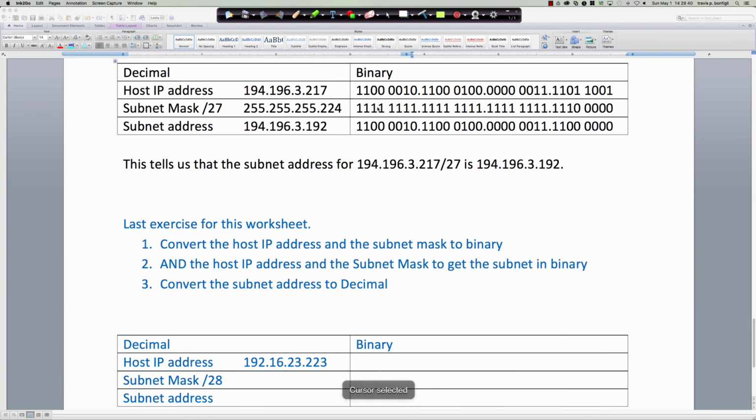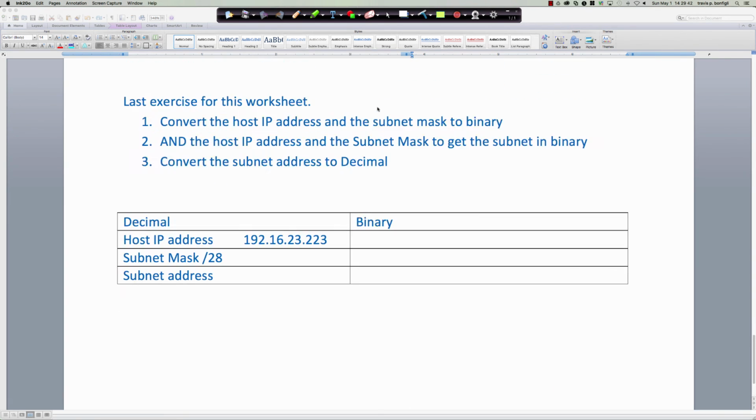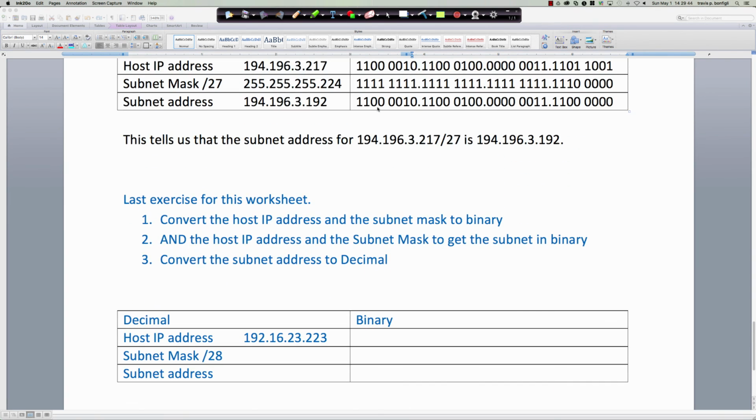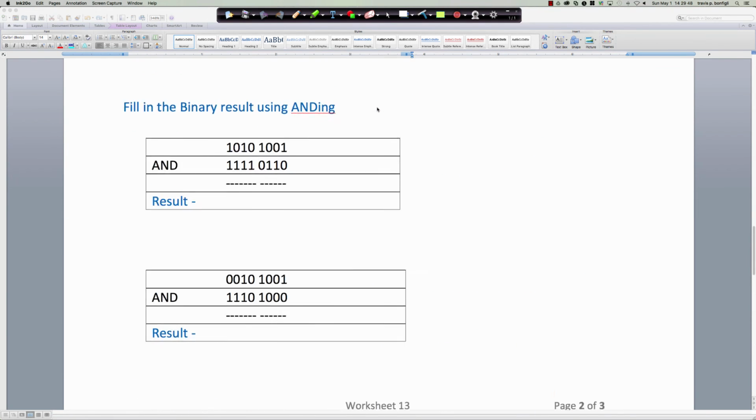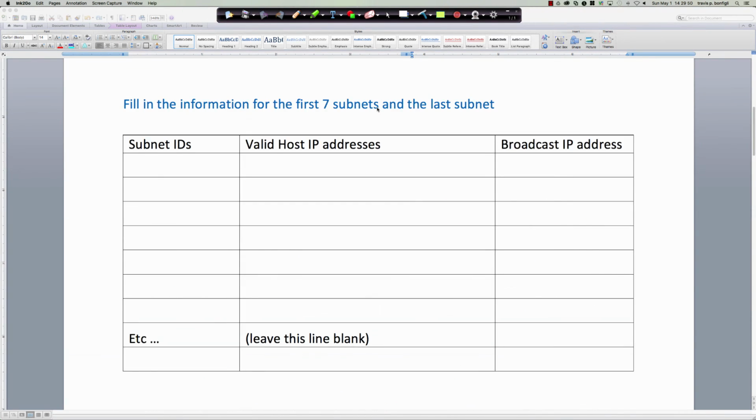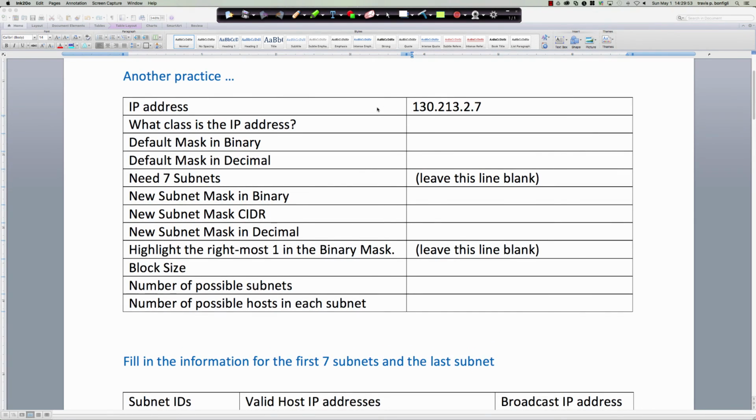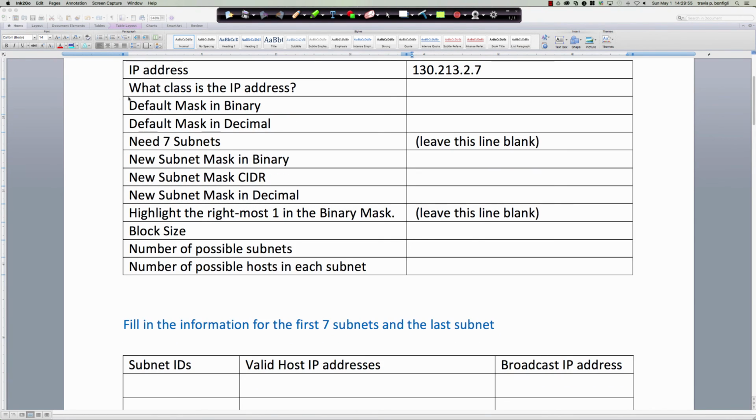So again, we talk about ANDing the IP address with the subnet mask in order to quickly figure out what our subnet ID is going to be. So let's give this one a go right here. Let's do a little additional extra credit. So I'll put the IP in binary here. I'll put the subnet mask here, and then we'll see how quickly we can figure this out.